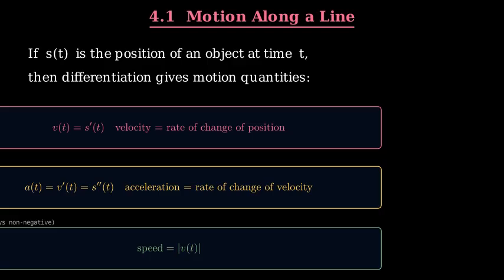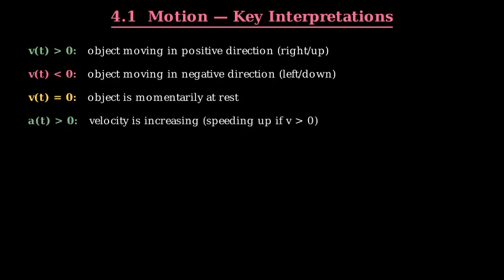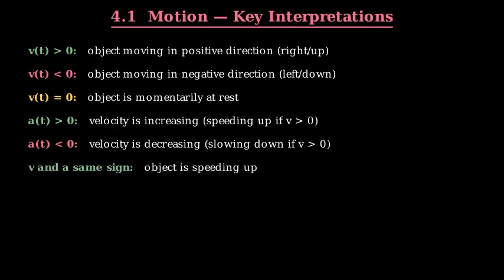Related rates, key equations. For a circle with area A equals pi r squared, dA over dt equals 2 pi r times dr over dt. For a sphere with volume V equals four thirds pi r cubed, dV over dt equals 4 pi r squared times dr over dt. For a cylinder with volume V equals pi r squared h with r fixed, dV over dt equals pi r squared times dh over dt. For the Pythagorean relationship a squared plus b squared equals c squared, 2a times da over dt plus 2b times db over dt equals 2c times dc over dt. Units matter. If r is in centimeters and t is in seconds, then dr over dt is in centimeters per second.